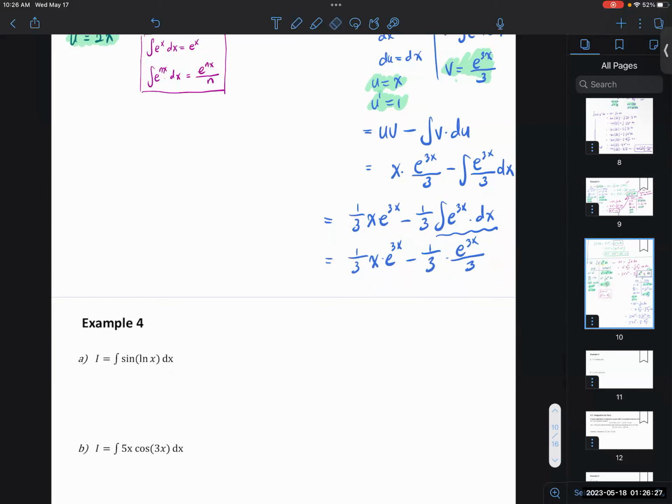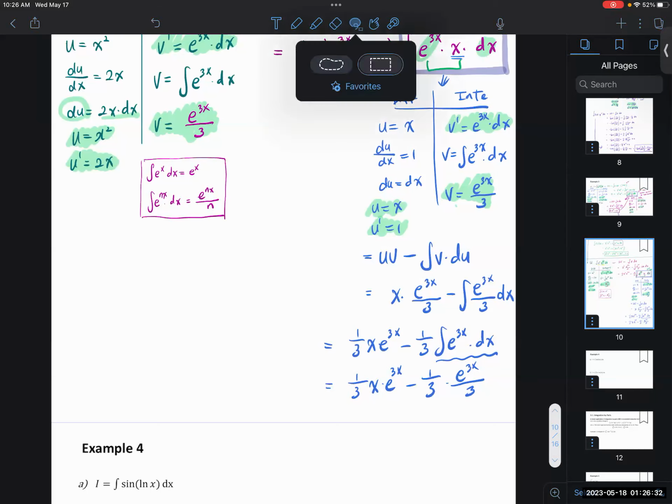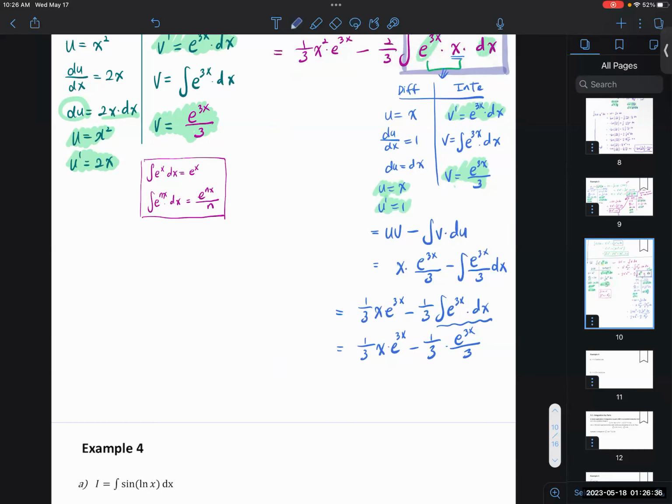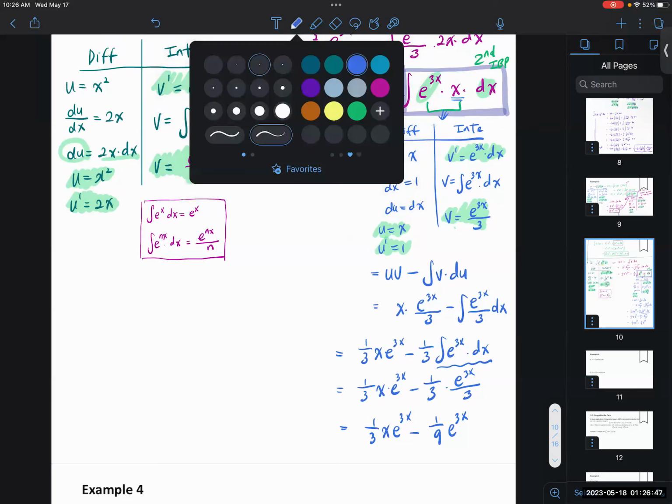I'm going to simplify. Let me just minimize a little bit so you can finalize. That is 1 over 3 x e to the 3x minus 1 over 9 e to the 3x. That's your second IBP. We're going to bring it back into there.